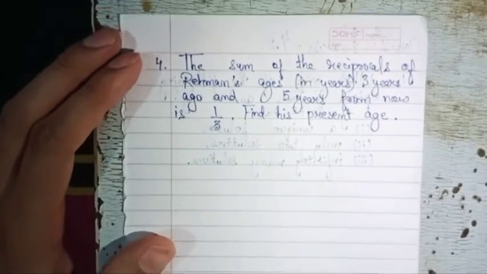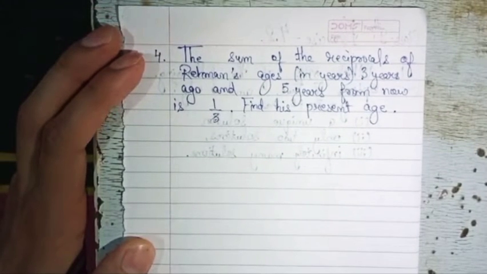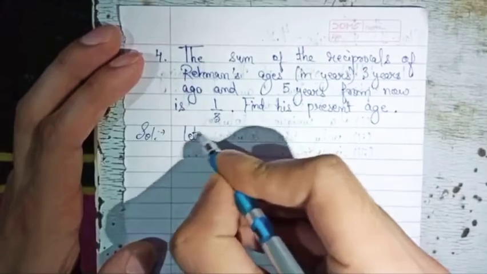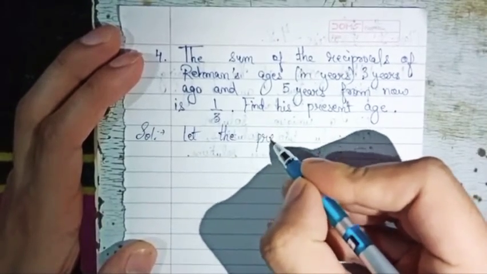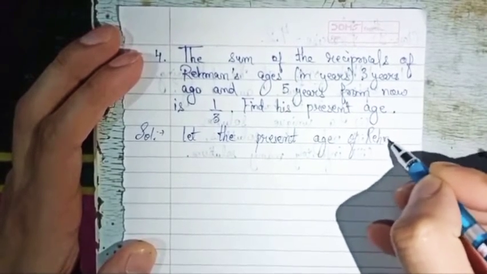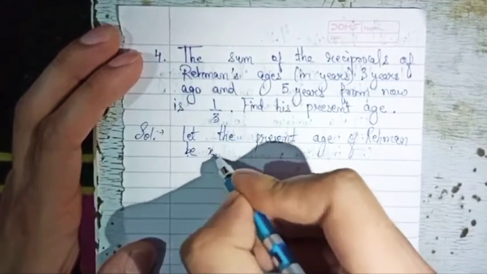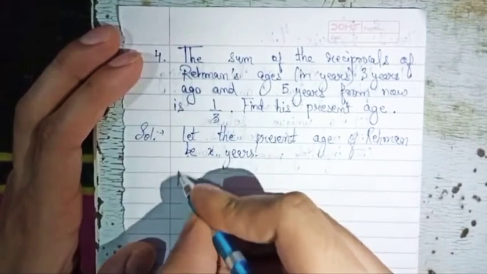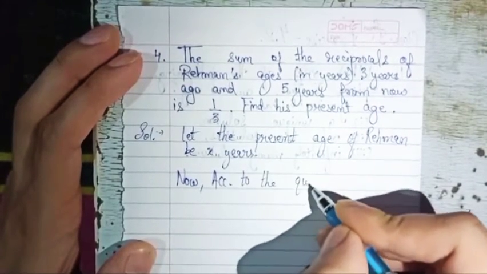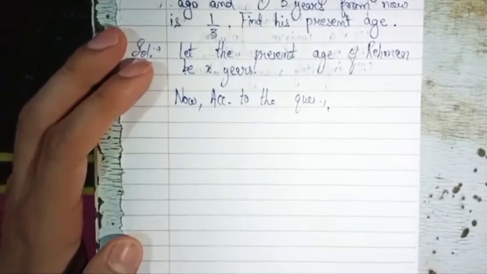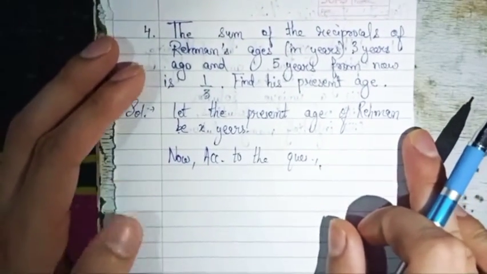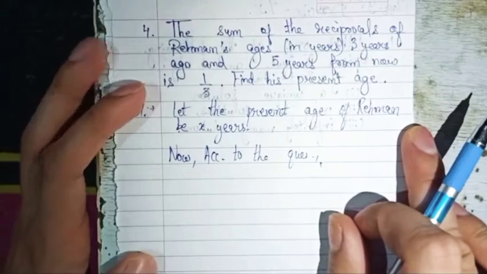Okay, so first of all we will assume the present age of Rahman to be x. So first of all, let the present age of Rahman be x years. Now according to the question, the sum of the reciprocals of Rahman's ages 3 years ago and 5 years from now is 1 upon 3.